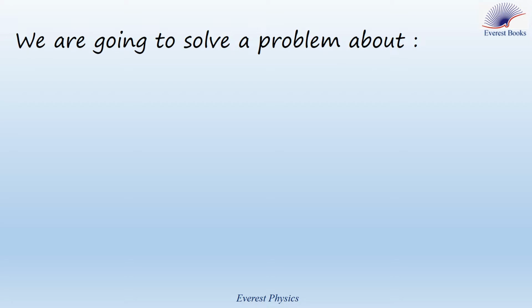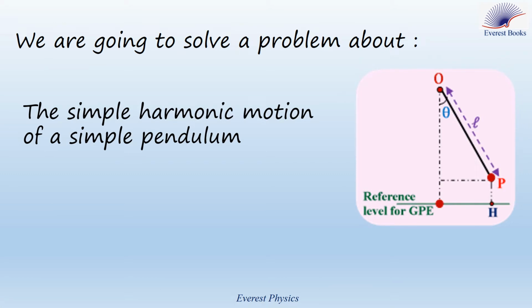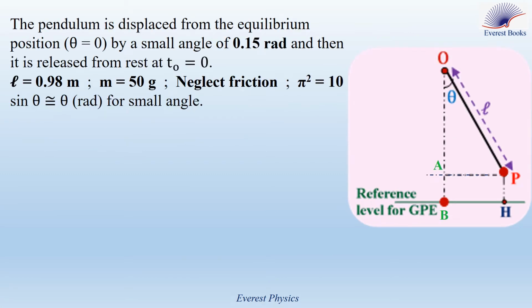In this video, we are going to solve a problem about the simple harmonic motion of a simple pendulum. A simple pendulum is formed by a particle of mass m equal 50 gram suspended from an inextensible string of negligible mass and of length L equals 0.98 meter. The pendulum is displaced from the equilibrium position, theta equals 0, by a small angle of 0.15 radians, and then it is released from rest at t0 equal to 0.